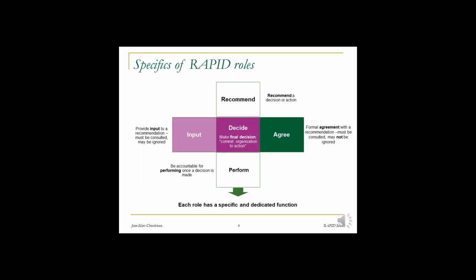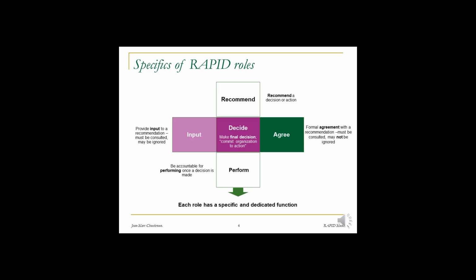Graphically, this is what the RAPID model looks like. We have a recommender for the decision or action. We have a decision maker who makes the final decisions and commits the organization to action. We have multiple performers who are accountable for performing once the decision has been made. And then on the side, we have those who provide input. They must be consulted, but may be ignored. So you need to get their input. You don't need to necessarily take it.